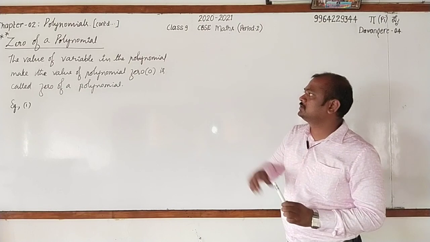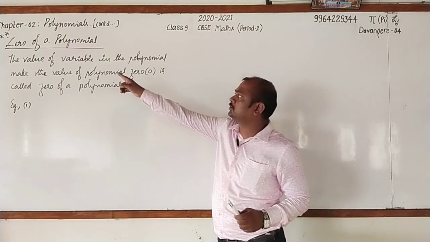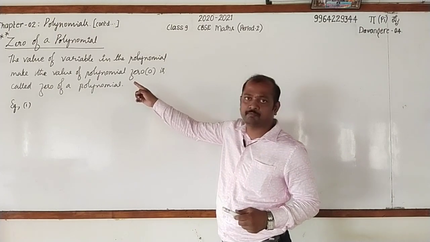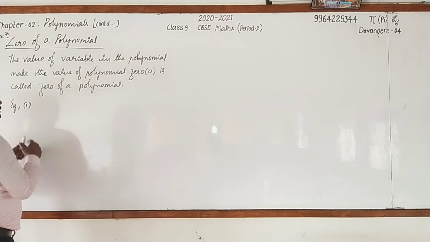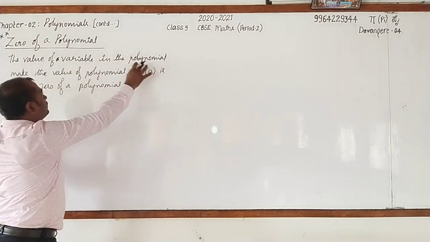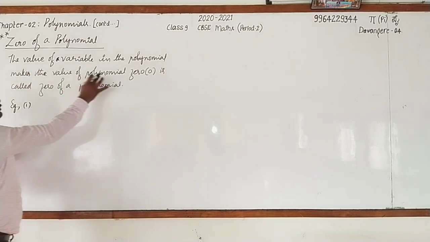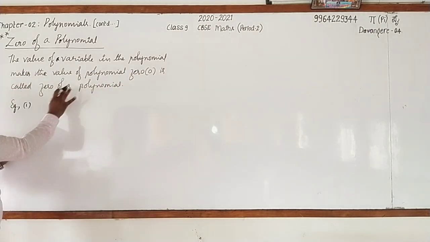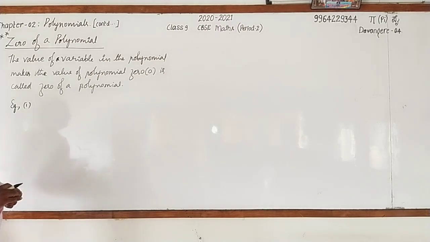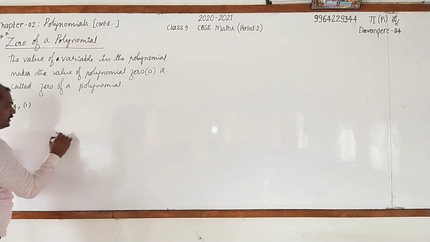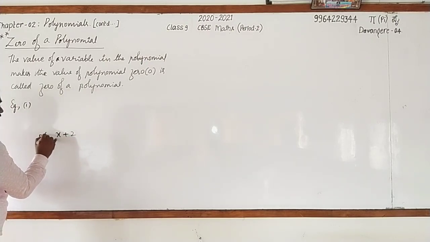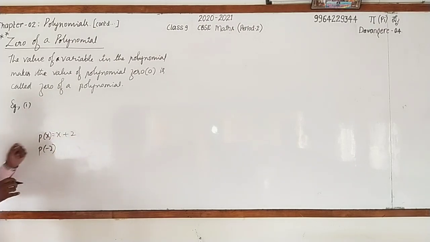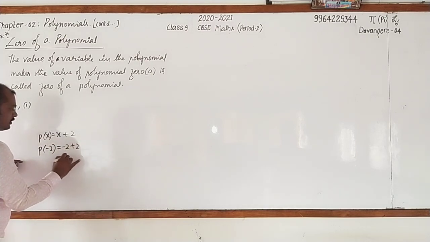Dear students, just earlier I explained to you about the 0 of a polynomial. Here I have written the definition. Once you go through that, look here. The value of a variable in the polynomial that makes the value of the polynomial 0 is called the 0 of the polynomial. We had already taken one example that you might remember. This is the polynomial x plus 2, p of x equal to x plus 2. We had taken minus 2 in place of x: minus 2 plus 2 is equal to 0.